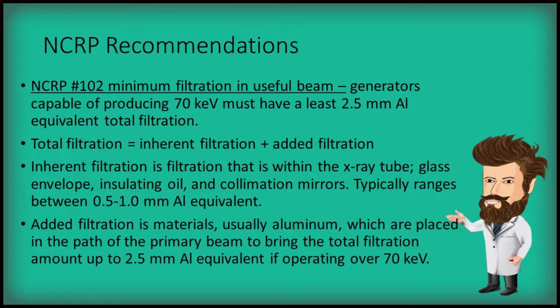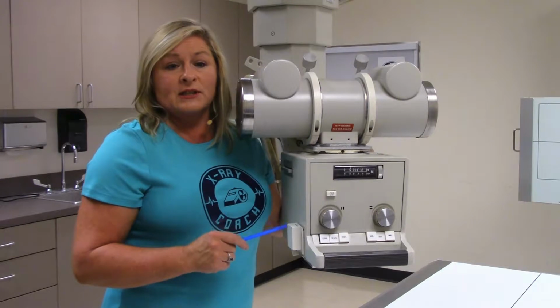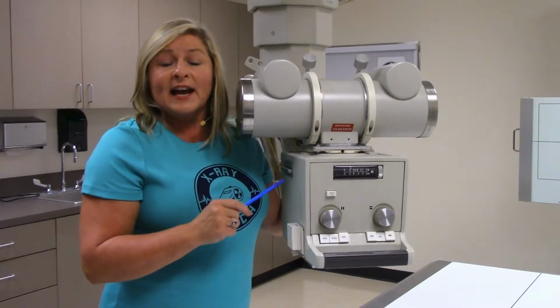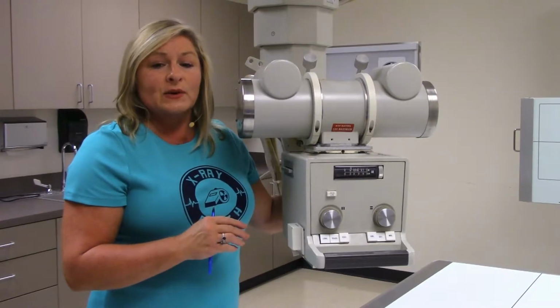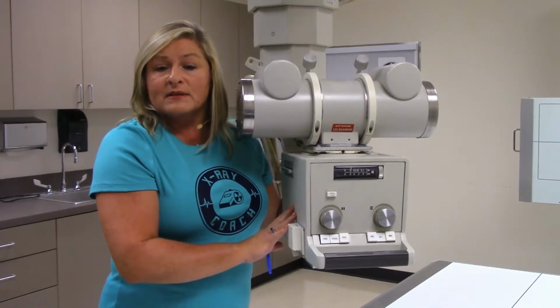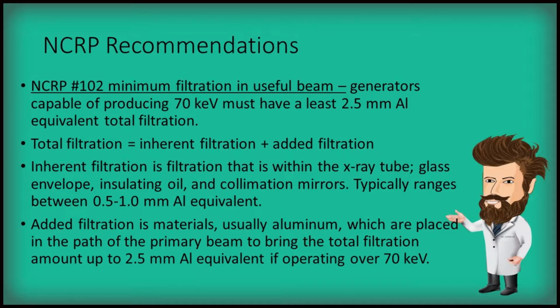The NCRP report number 102 that begins with minimum filtration in the useful beam states that any generator that's capable of producing 70 keV must have at least 2.5 millimeters of aluminum equivalent for its total filtration. So the total filtration equals the inherent filtration and the added filtration. The inherent filtration is filtration within the X-ray tube: the glass housing, the envelope, the insulating oil, and the collimation mirrors. Typically, this ranges between 0.5 and 1.0 millimeters of aluminum equivalent.